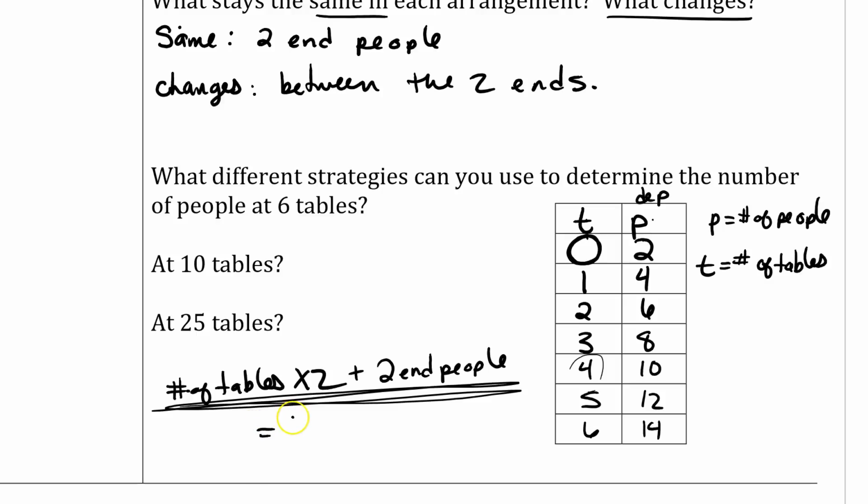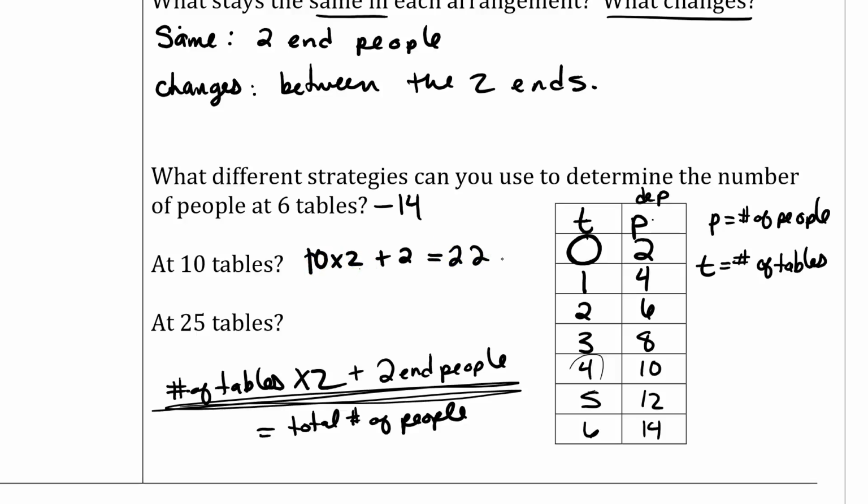Number of tables times 2 plus 2 end people equals total number of people. This is going to help us answer these questions. So at 6 tables, well, we got that in our chart there, 14 people. At 10 tables, we say the number of tables times 2 plus the 2 end people. So 10 times 2 plus 2, remember BEDMAS, can never forget that. 10 times 2 is 20 plus 2 is 22.